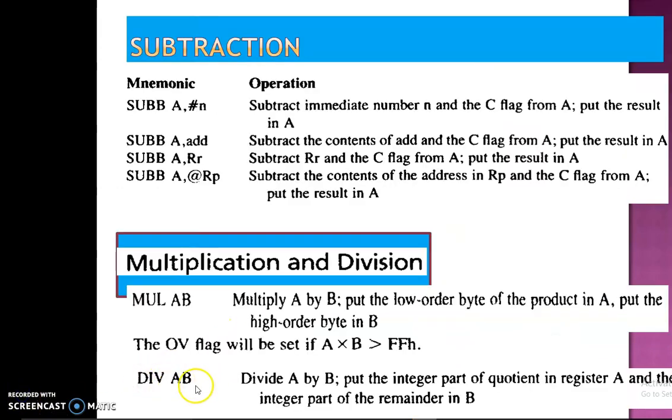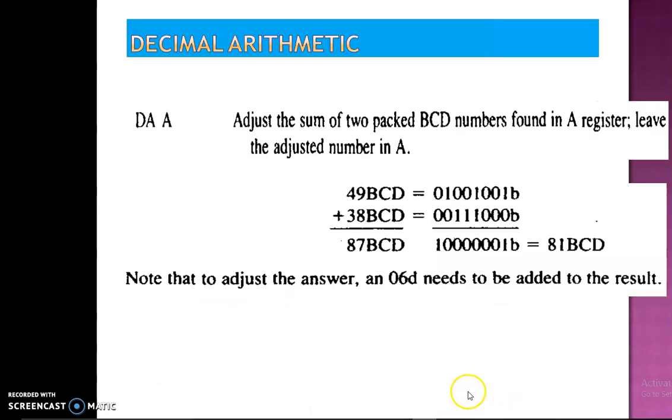Next is the DIV AB. So you have to utilize only two registers, AB registers. So the A accumulator content is going to be divided by the B register content. Then after dividing, quotient will be stored in the accumulator, remainder will be stored in the B register. See here.